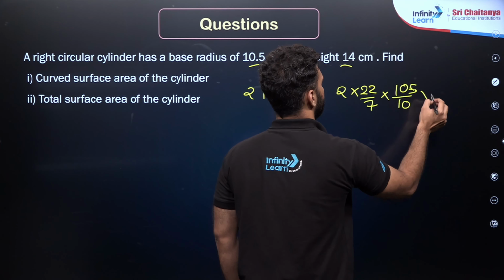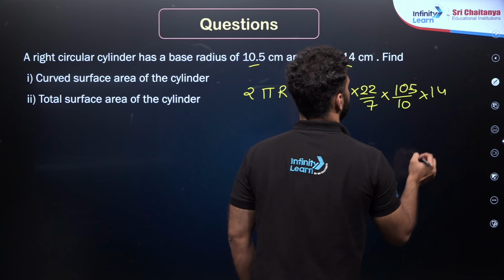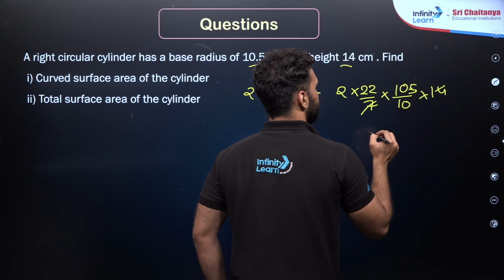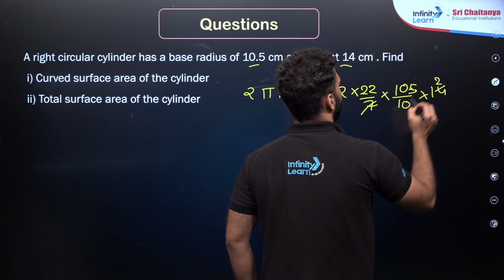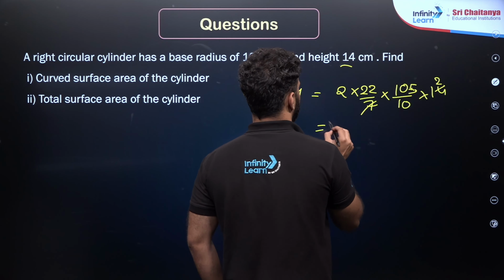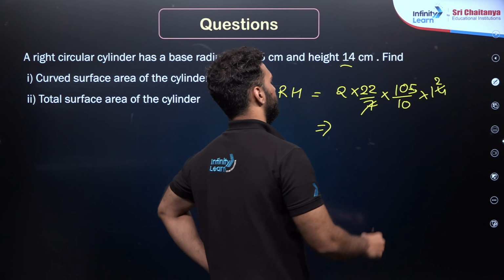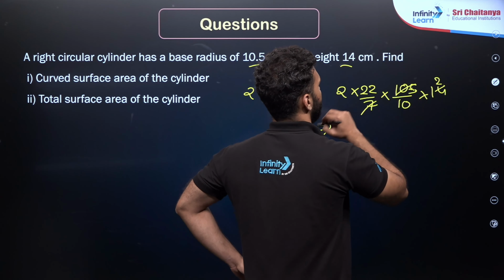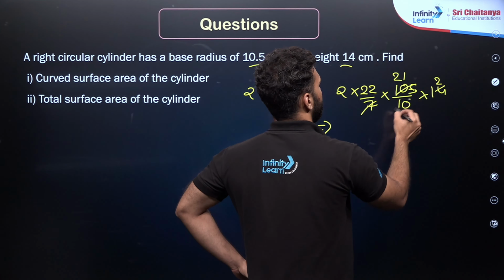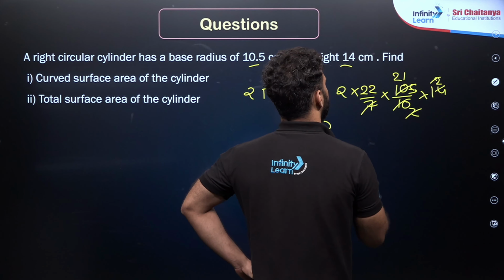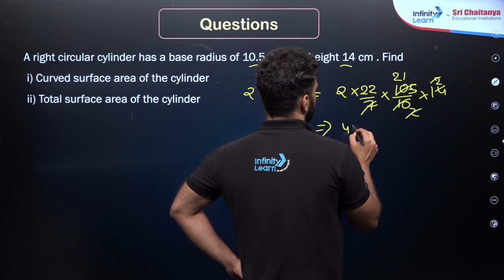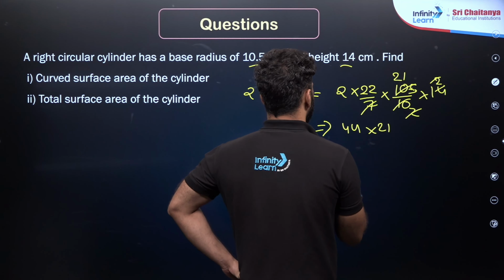Into r into h. Okay, this will get cut. How much time? 2 times. Okay, now 2 and 5 I can take common. This is divisible by 5. How much time? 21 times. This is 2 times, and 2 and 2 will get cut. I will get 44 into 21.